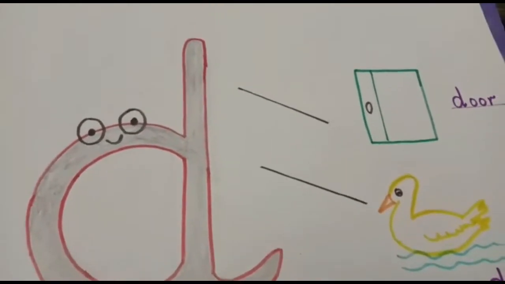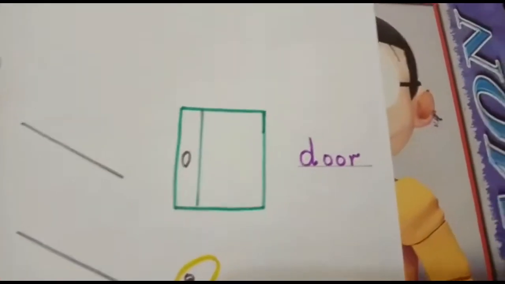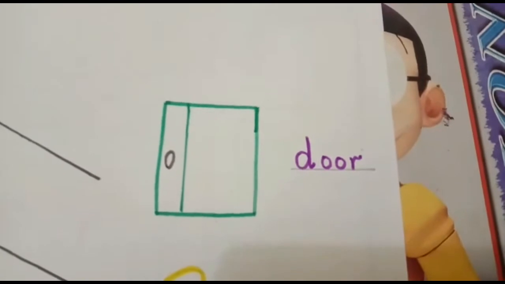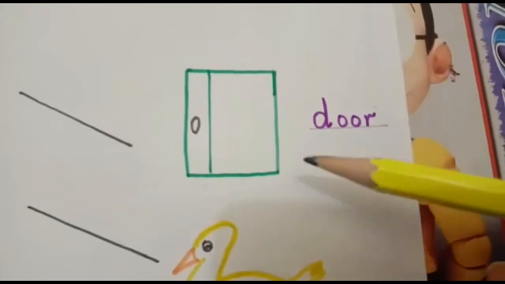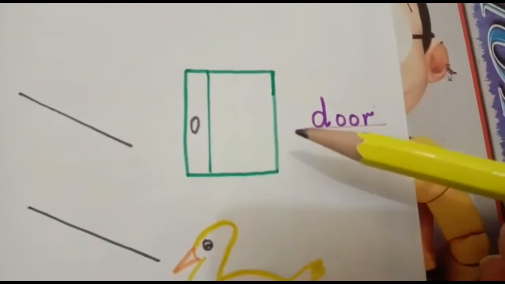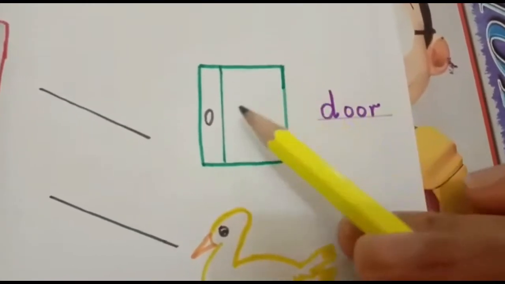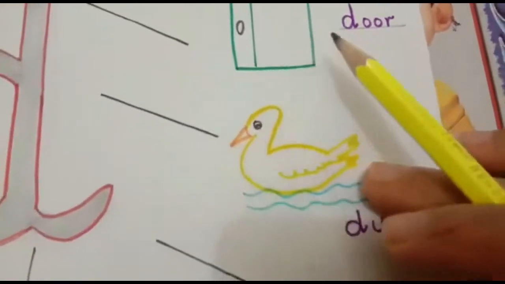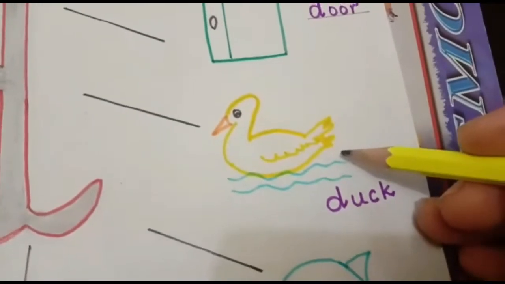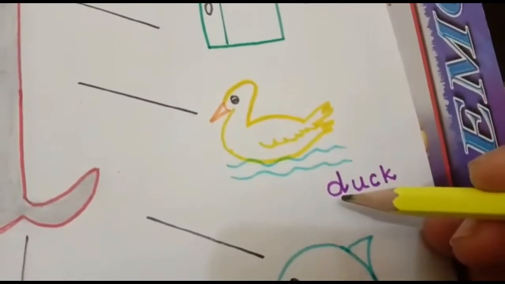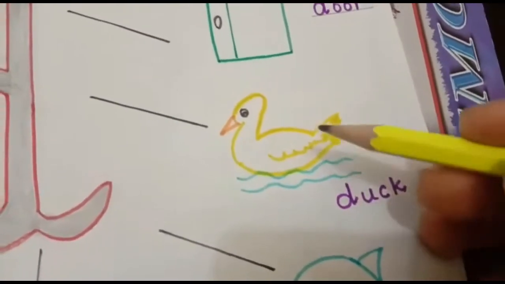Here you can see the first picture for this letter. Door. This is a door. Great. And D is the first letter in door. D. D. Door. Very good. Now come to the next word. Wow! Here you can see a duck. Yes, this is a duck, and D is the first letter in duck. D, D, duck.